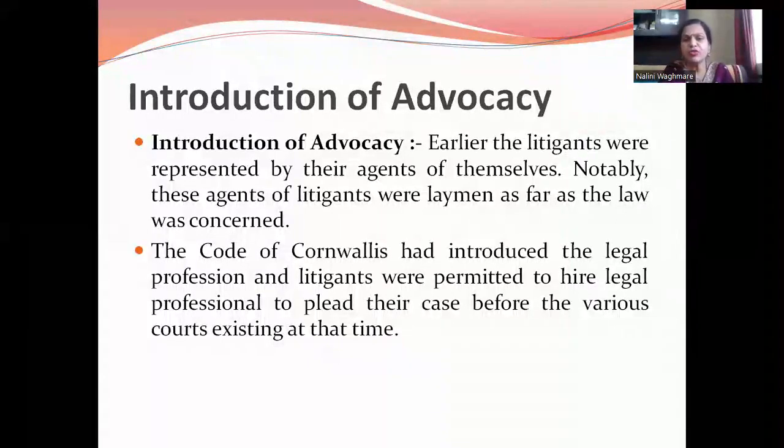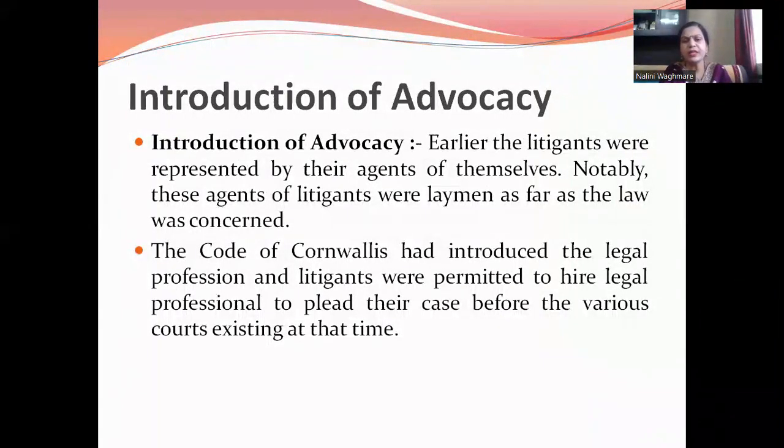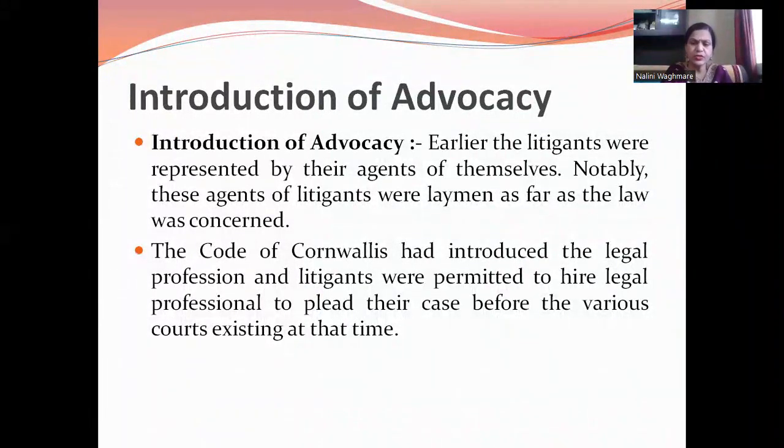Then the introduction of advocacy is also one more point involved in this plan. Earlier, the litigants were represented by agents of themselves. Notably, these agents of litigants were laymen as far as law was concerned. The Code of Cornwallis introduced the legal profession and litigants were permitted to have legal professionals to plead their case before the various courts existing at that time.